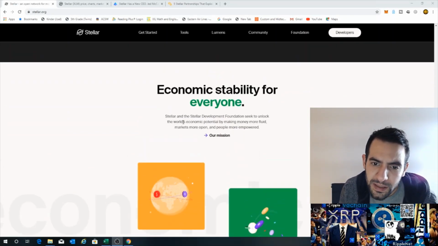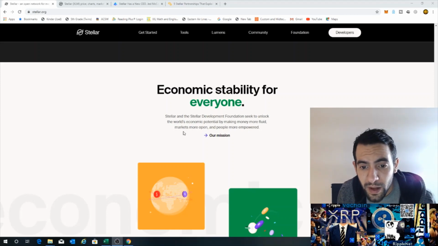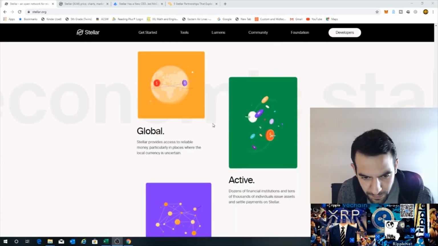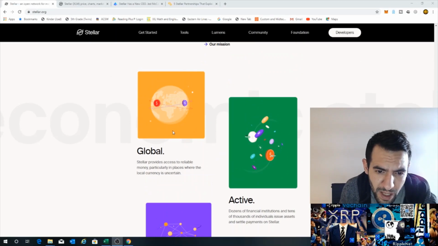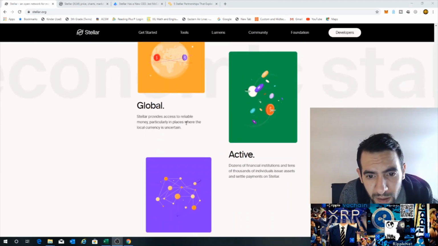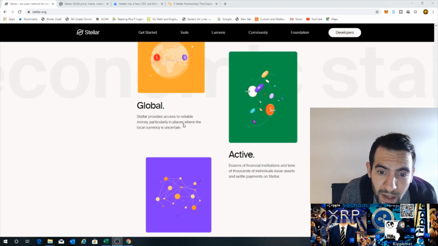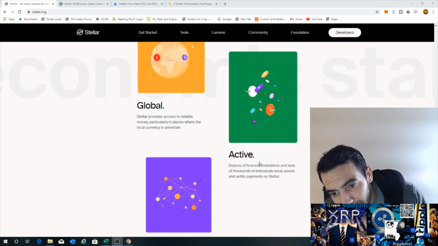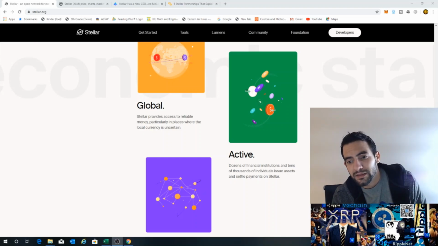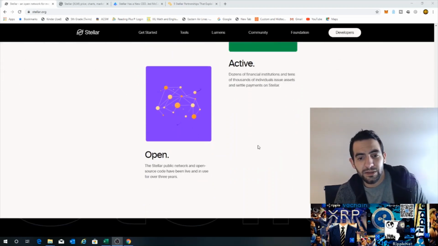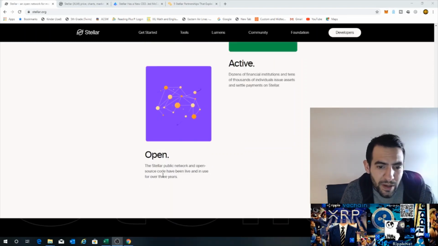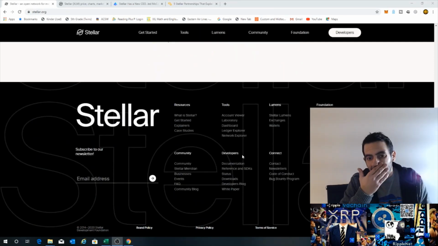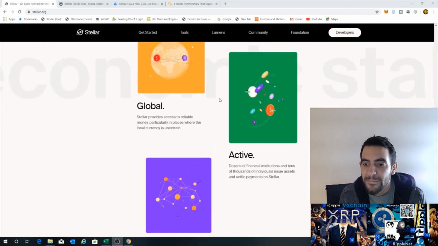Economic stability for everyone. Stellar and the Stellar Development Foundation seek to unlock the world's economic potential by making money more fluid, markets more open, and people more empowered. Our mission. So, little picture of the globe. Global, Stellar provides access to reliable money, particularly in places where the local currency is uncertain. Where are they active? So it says active. Dozens of financial institutions and tens of thousands of individuals issue assets and settlement payments on Stellar, so they're currently in use. Open. The Stellar Public Network and open source code have been live and in use for over 3 years. So they've been working. They've been putting in their work. It's always a good thing.